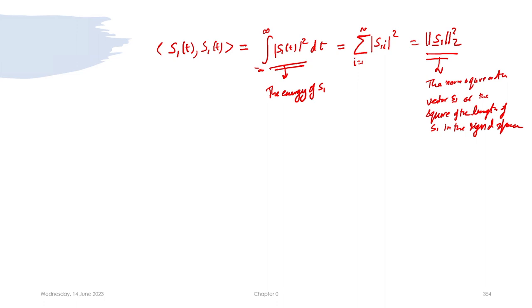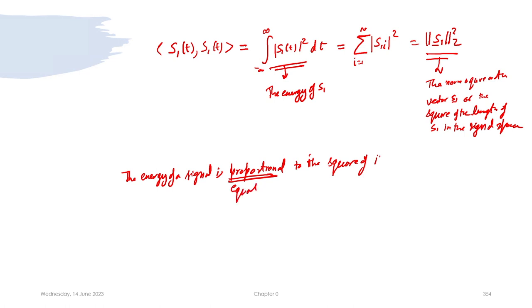So we have an idea that the energy of a signal is equal to the square of its length in the signal space. Fine. So we have the first notion, or a basic idea of signals in signal spaces, that the energy can be directly translated into the length of a signal.